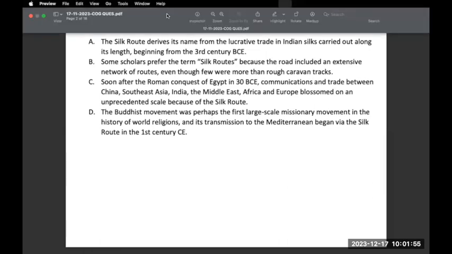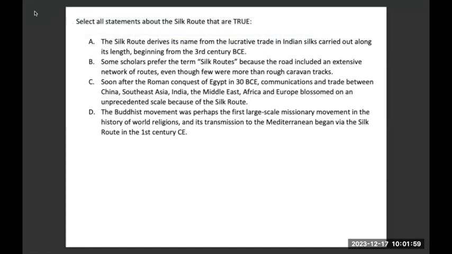So this is more of a GK based question, the first one. What it says is you have to select all the statements about the Silk Route that are true. Read the statements very carefully and try answering it. We'll solve it together.